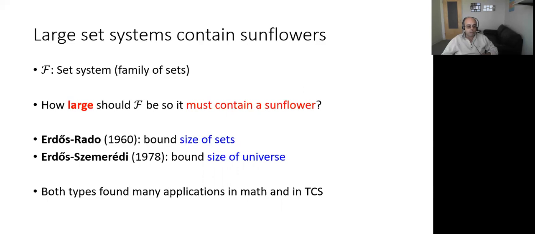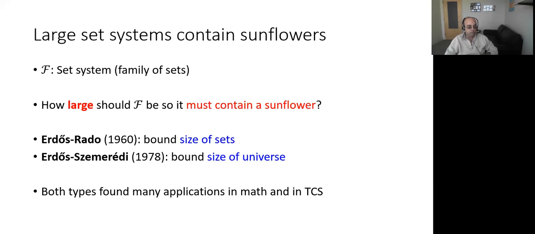For the most part, in this talk, I'll be talking about this variant. There is also a second variant called the Erdős-Szemerédi sunflower, where we don't bound the size of the sets, but we bound the size of the universe. This came about 20 years later. And both of them found many, many applications, both in math and in TCS. In this talk, I will not be talking about applications. I'll just be talking about these 2 basic combinatorial questions.